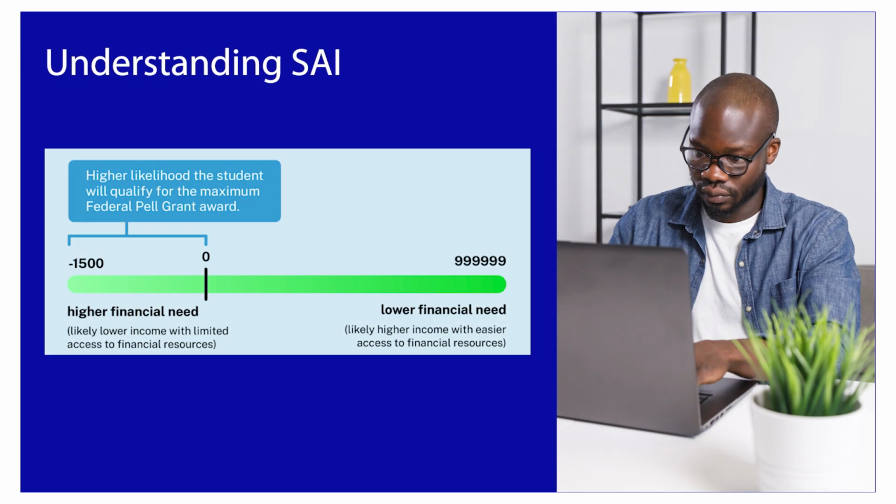A negative SAI, like negative $1,500, qualifies a student for the maximum Pell Grant as long as they meet all other eligibility requirements. A higher SAI, like $10,000, means you're expected to contribute more toward your college costs, and your aid package will likely include less need-based funding.